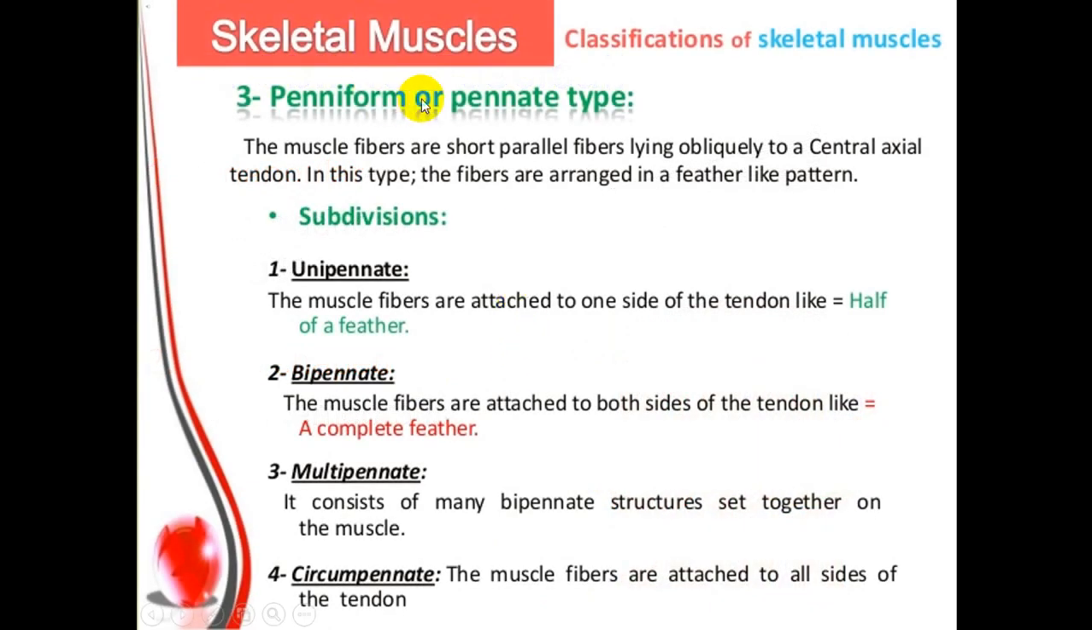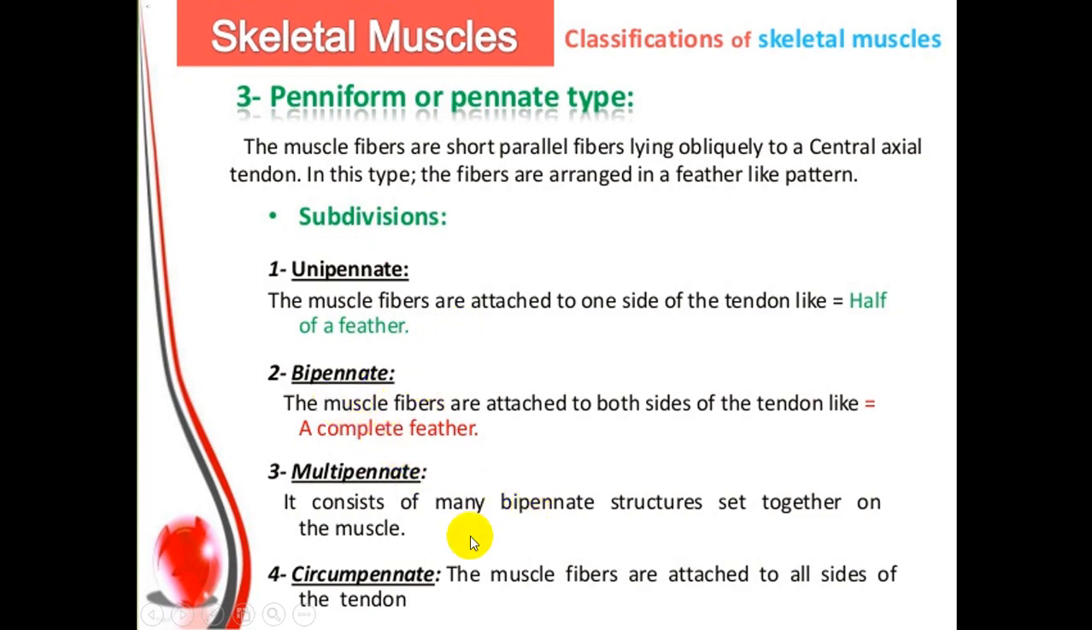Pinnate or penniform muscles are those which appear to have a feather-like pattern. The muscle cells are grouped in bundles or fascicles that are lying at an angle with the long axis of the muscle. So they are responsible for producing contraction with power. They are further divided into four categories. The half feather-like muscle is known as unipinnate or semipinnate muscle, and we have bipinnate, a complete feather.